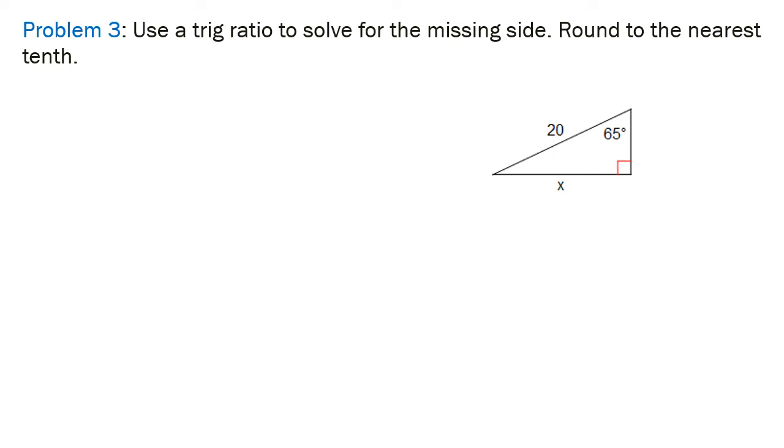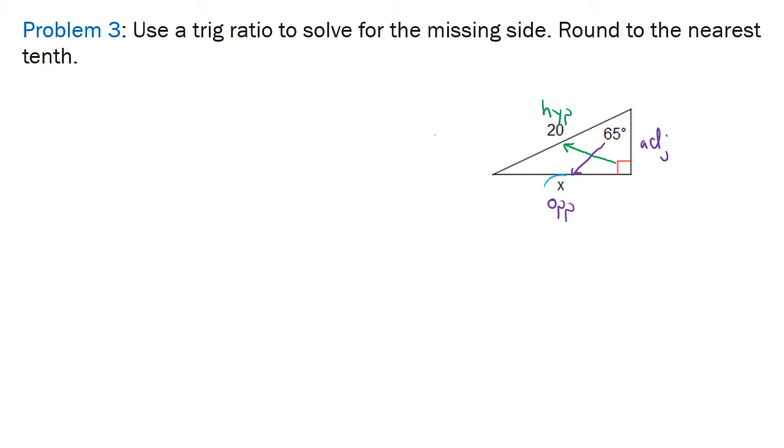All right, use a trig ratio to solve the missing side, round to the nearest tenth. Once again, we want to start off with labeling our triangle. So we start at the 90 degrees, draw a line through the center. We're going to hit the opposite side, which is known as the hypotenuse for that 90 degrees. Then we're going to start at the 65 degrees, draw a line through the center, and we're going to hit the opposite side. And the side that's left over is the adjacent side.